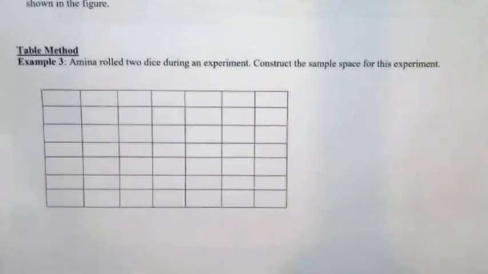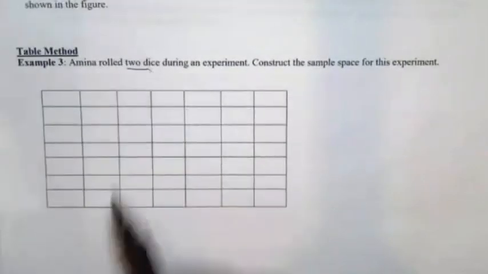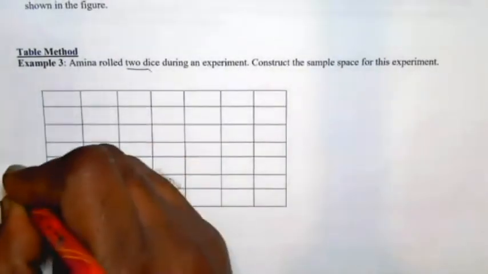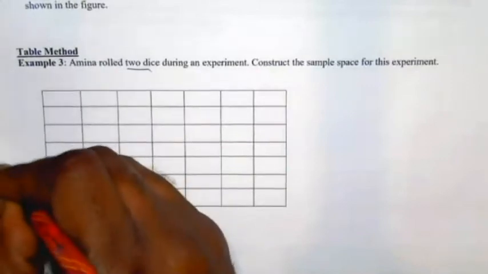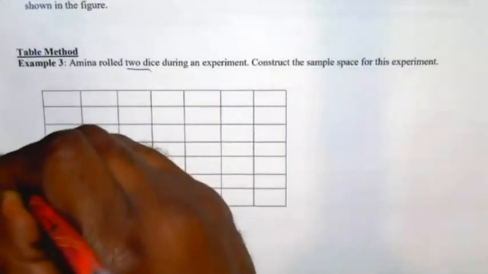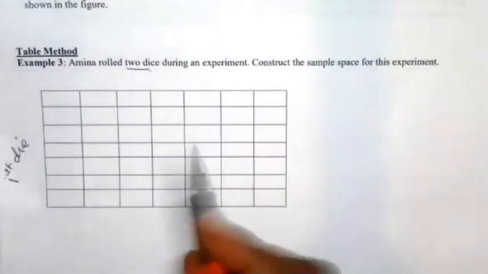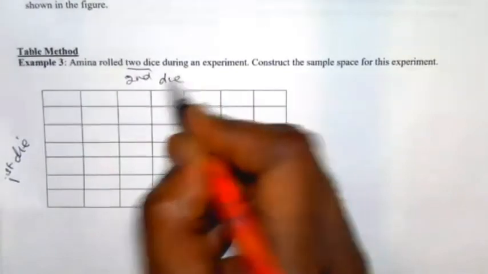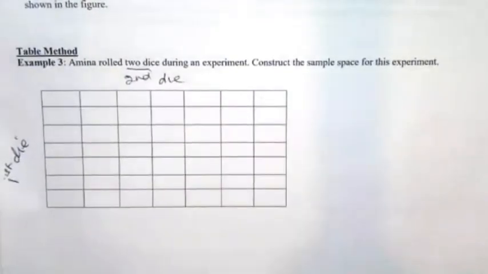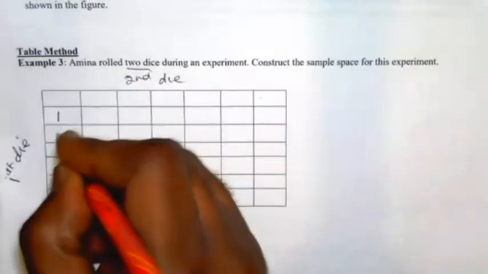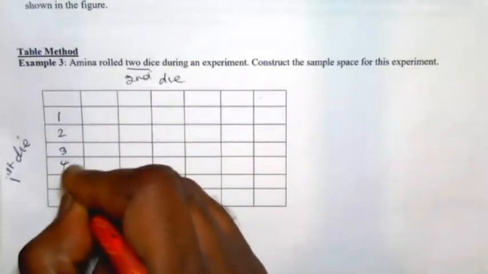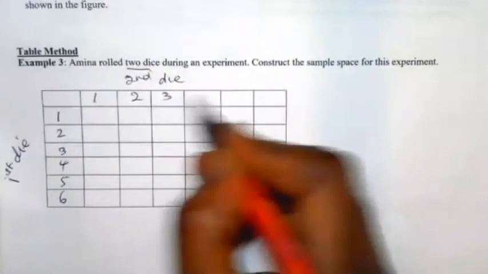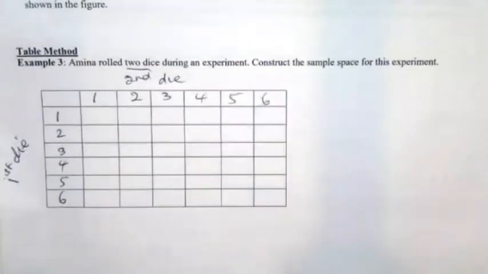To do this, you write the possible outcomes for the first die in this column, and the outcomes for the second die in the top row. So what are the possibilities for the first die? We have 1, 2, 3, 4, 5, and 6. And we also have possibilities for the second die: 1, 2, 3, 4, 5, and 6.